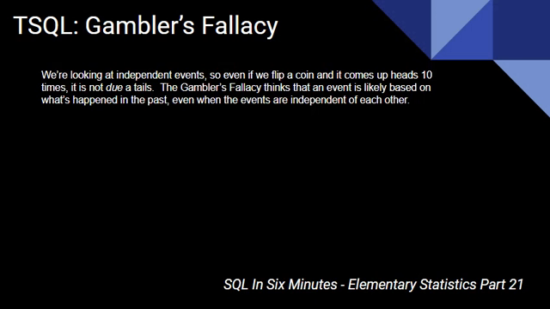But this is a good reminder still. When we're looking at independent events, one event does not influence another event, okay? So even if we flip a coin and it comes up heads 10 times, it's not due a tails on the 11th time. You may hear about a thing called the gambler's fallacy if you're new to this. The gambler's fallacy is simply thinking that an event is likely based on what's happened in the past, even when the events are independent of each other.